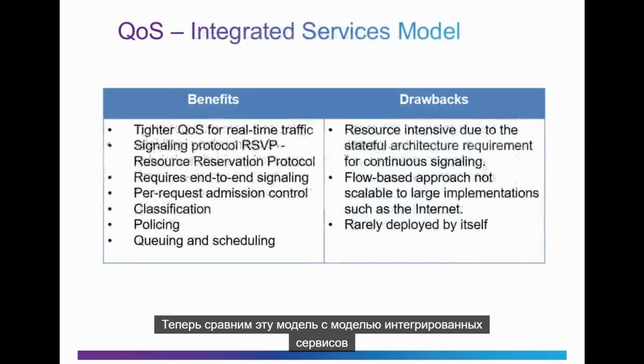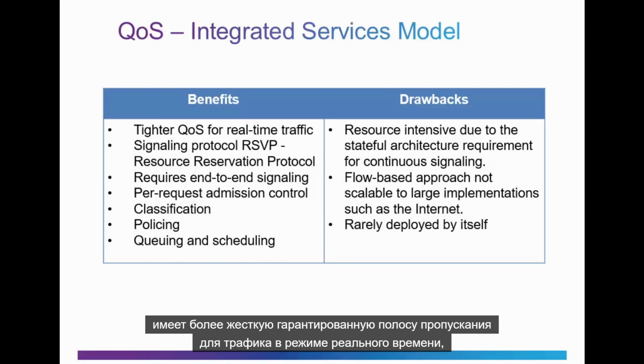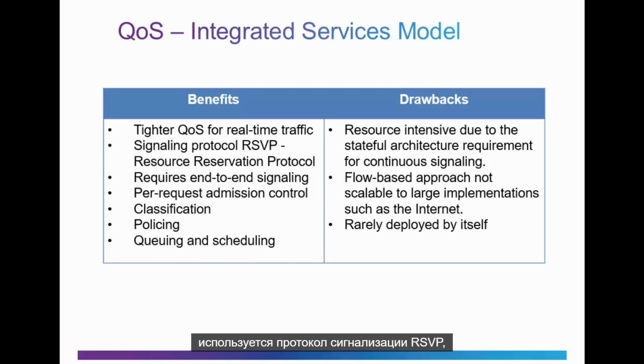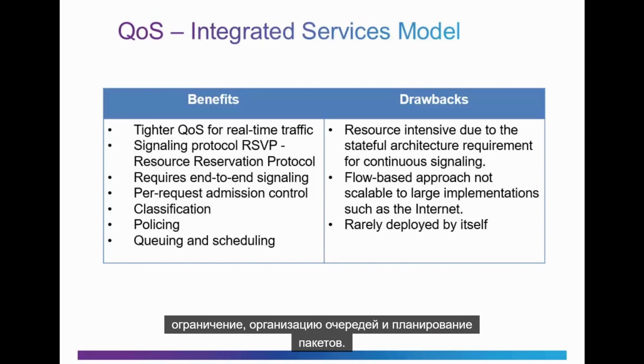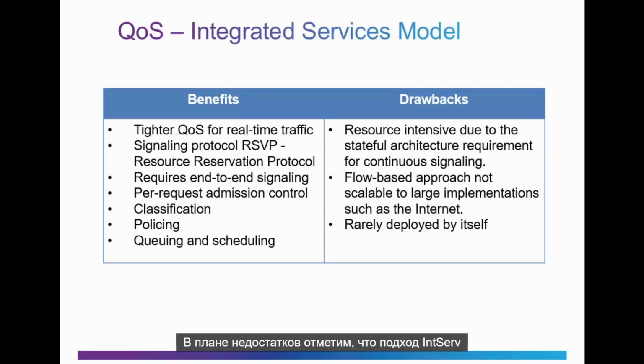Now compare this to the integrated services model, looking at some of the benefits and drawbacks. Under benefits, you can see that the IntServ model has tighter QoS for real-time traffic, uses the signaling protocol RSVP, Resource Reservation Protocol. It requires end-to-end signaling and per-request admission control. It uses packet classification, policing, queuing, and scheduling. Under drawbacks, notice that the IntServ flow-based approach is not scalable to large implementations such as the internet, and the integrated services model is rarely deployed by itself alone.